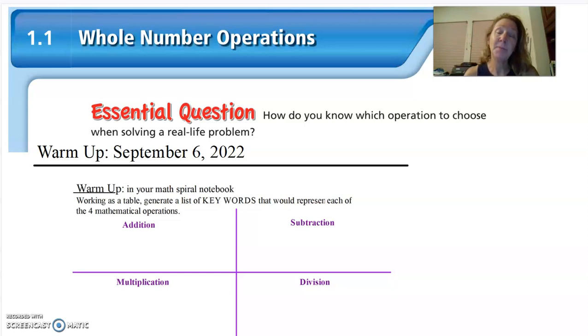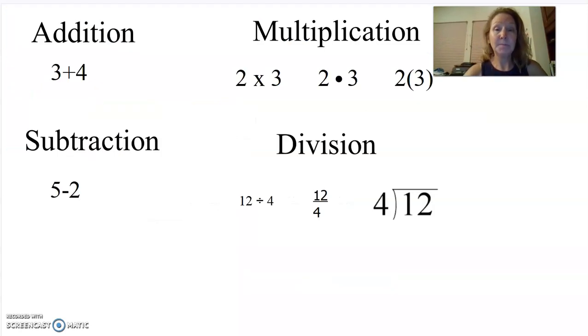It's about whole number operations, which you've been working a lot with in elementary school. But today's lesson has more to do with how you figure out which operation you're supposed to use based on word problems. There is a warm-up that asks you to put in some words that might mean addition, subtraction, multiplication, and division. So I'm going to skip that just in case I don't do it in next year's lesson.